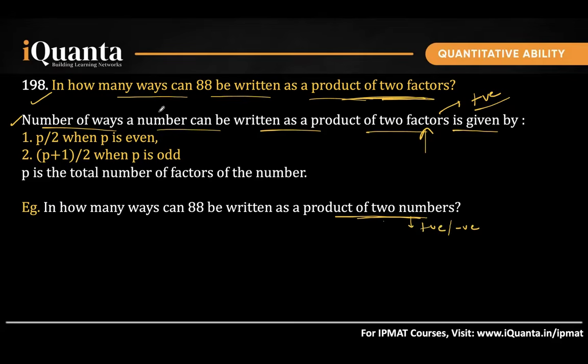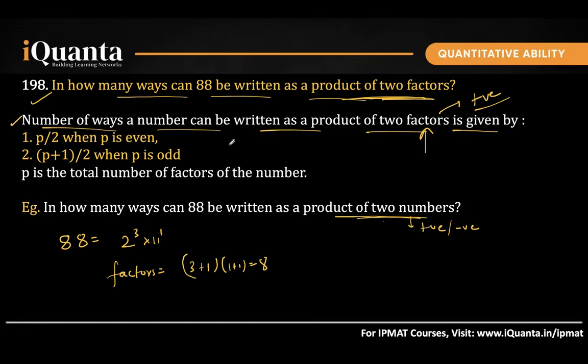So if it is asking in how many ways 88 can be written as a product of two factors, you first have to find the total number of factors of 88. 88 can be written as 2 cube into 11 to the power 1. How many total factors does 88 have? Increase each power by 1. So 8 factors. There are 8 factors of 88, isn't it?